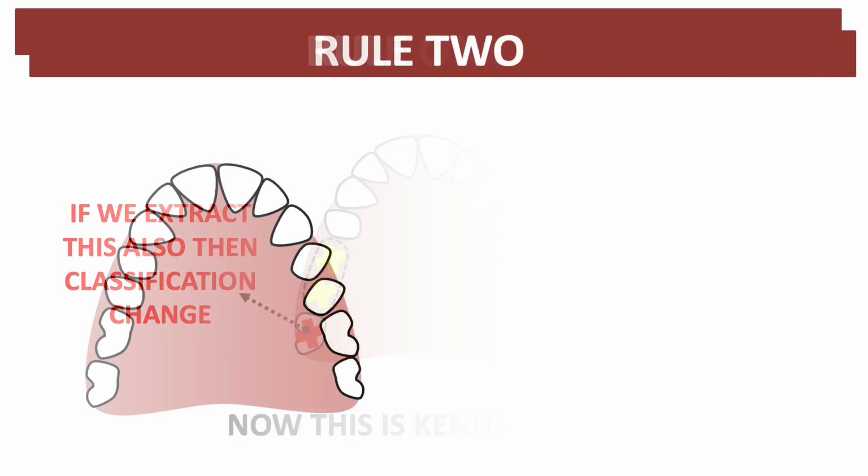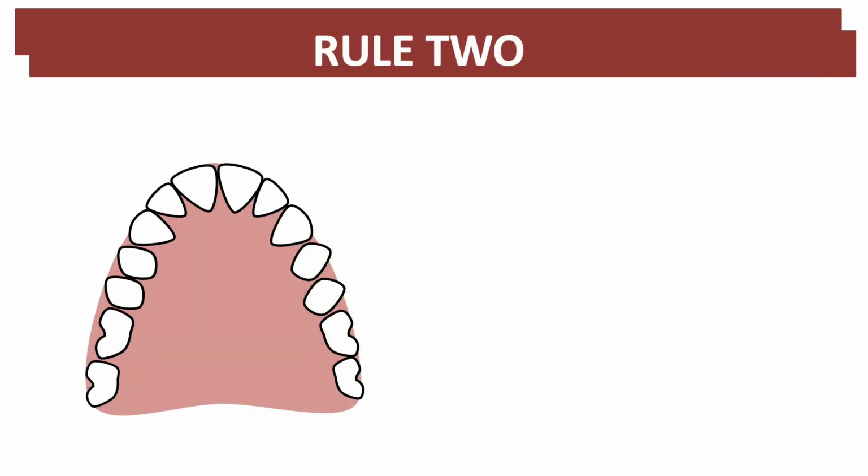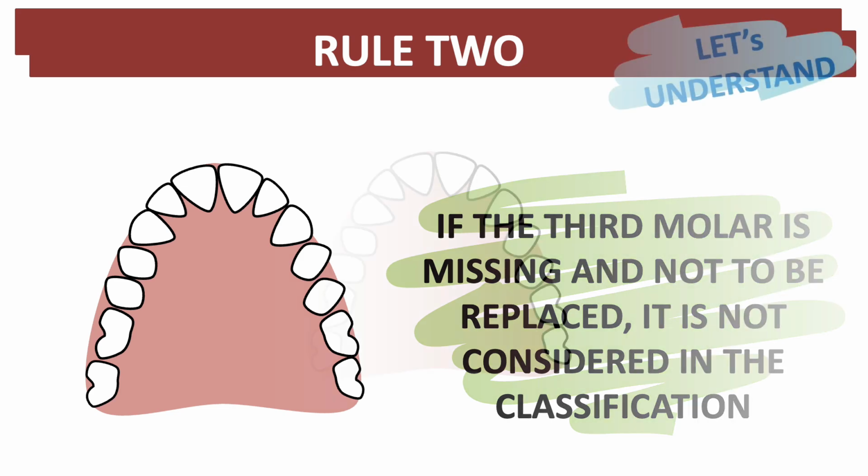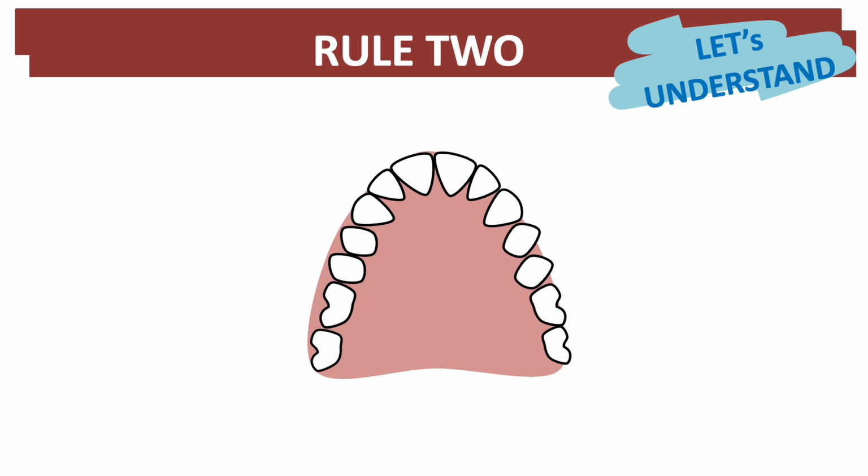Now rule 2. If the third molar is missing, try to read carefully. If the third molar is missing and not to be replaced, it is not considered in classification. If the third molar is not present, we have not removed it, we have not extracted it, then we will not include that third molar in the classification. Okay, try to understand.